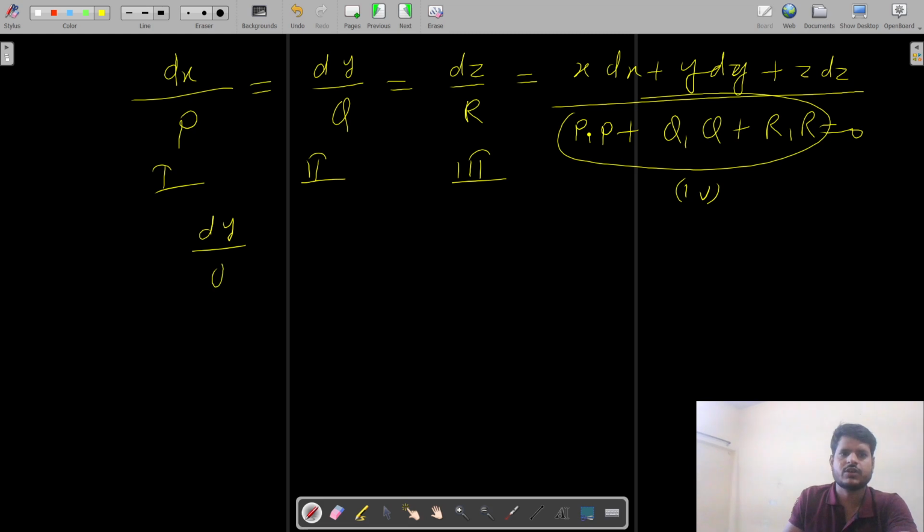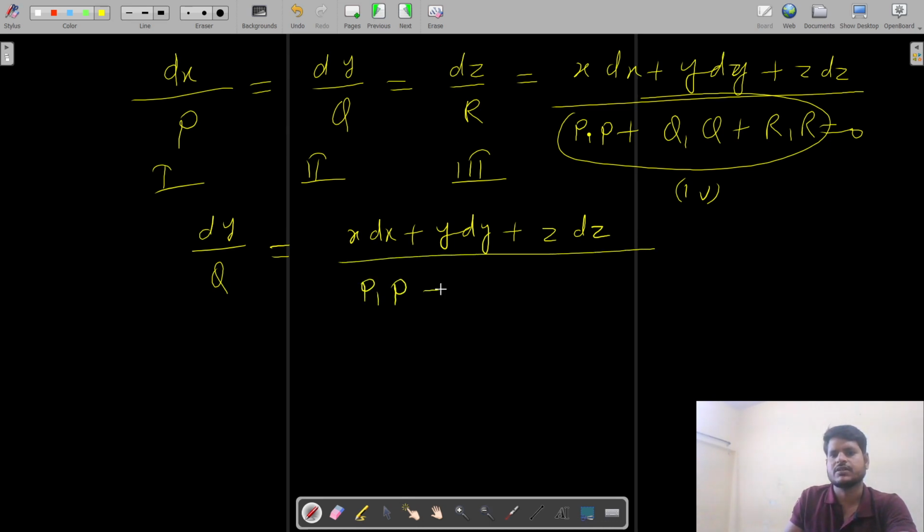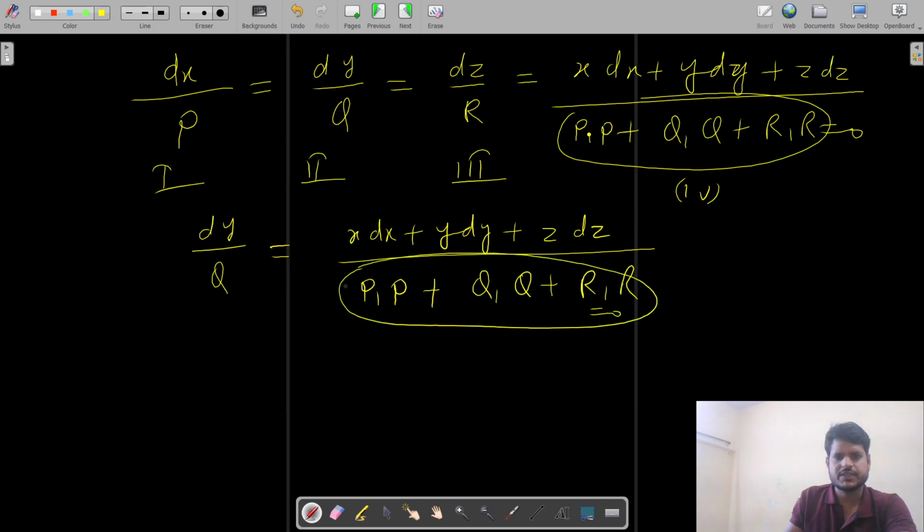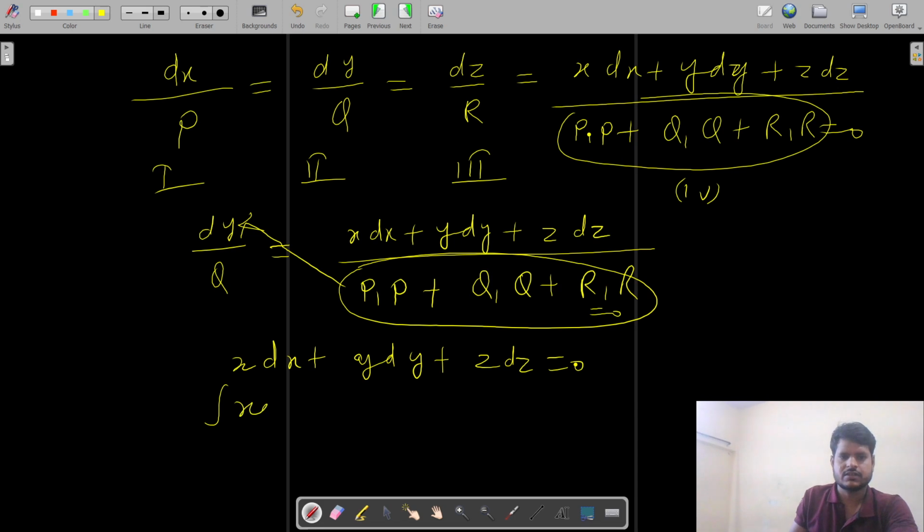So dy upon capital Q and x dx plus y dy plus z dz upon this is P1P plus Q1Q plus R1. Now this expression value is 0. So you multiply by it, and this gives 0, 0 upon something that is 0. Finally we have x dx plus y dy plus z dz equal to 0. Now integrating, we have integration x dx plus integration y dy plus integration z dz equal to 0.